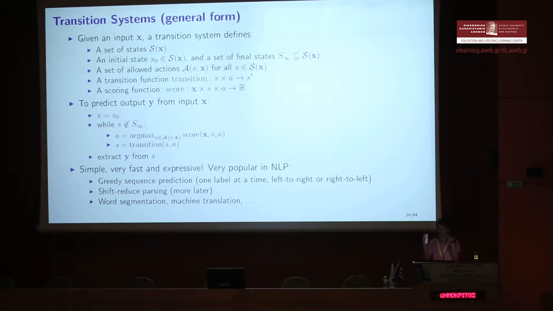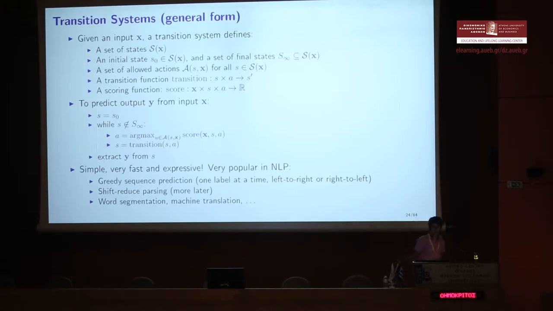It has a set of states for an input sequence. For the greedy model, the set of states are all the possible partial labelings of our output. So the vector of output labels from an empty vector to just one label, to two, to three, to four, to five, up to the length of the sentence, right? So it's this sequence of output labels we are predicting. Each partial output sequence is a state. There's an initial state and a set of final states. In the greedy model, the initial state is just the empty output sequence, and the final states are the output sequences of complete length, the same length as the input.